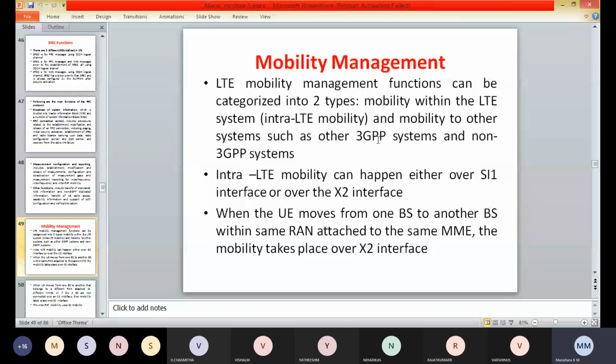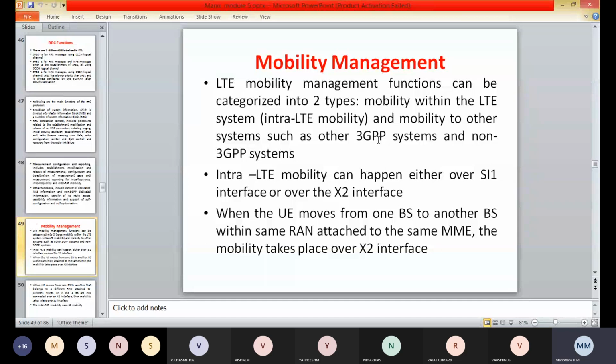So here when the user equipment will move from one node to another node, within the same radio access network, that is RAN, or belongs to a different RAN, which is attached to different MMEs, or if the two E node Bs are connected over the X2 interface, then the mobility will take place over the S1 interface.